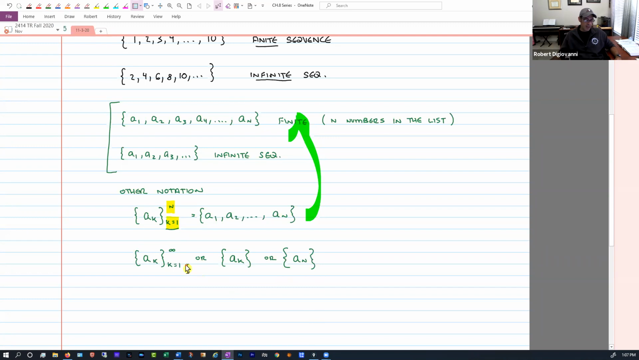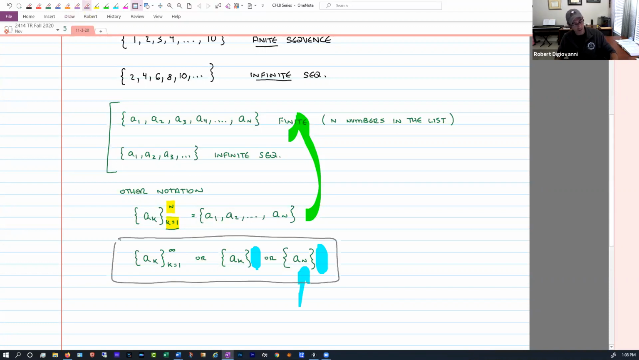If you put k equals one to infinity on the outside of the brace, that's being very specific that we're going to start at one and end at infinity. But if you don't put anything on the outside, then it is implied that it's infinite. It's implied that it goes from k equals one to infinity, or in this case, the last one, n equals one to infinity. So all of those are examples of notation that we would use for an infinite sequence. Any questions?